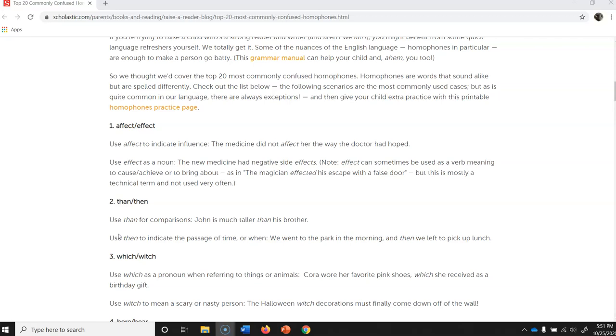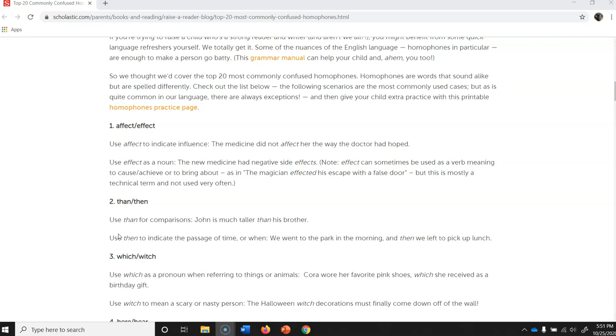If we're pronouncing things carefully, we should actually be pronouncing these slightly different. So we should be saying affect versus effect. But again, because English speakers tend to be lazy, we just say effect. And it sounds exactly alike. There is a very specific difference between the two. So affect with an A is used to indicate influence. So if I were to say medicine did not affect her the way the doctor had hoped, I'm talking about influence there. Effect with an E is a noun, okay?